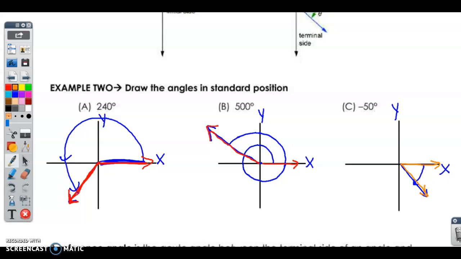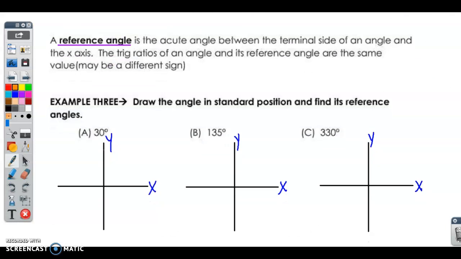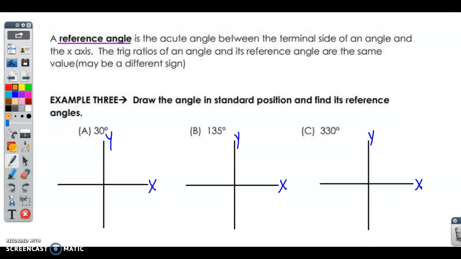All right, moving on to what a reference angle is. A reference angle is the acute angle between the terminal side of an angle and the x-axis. The trig ratios of an angle and its reference angle are the same value. They may be a different sign. We'll get into that in just a little bit. I think you'll understand this better once we do these examples.